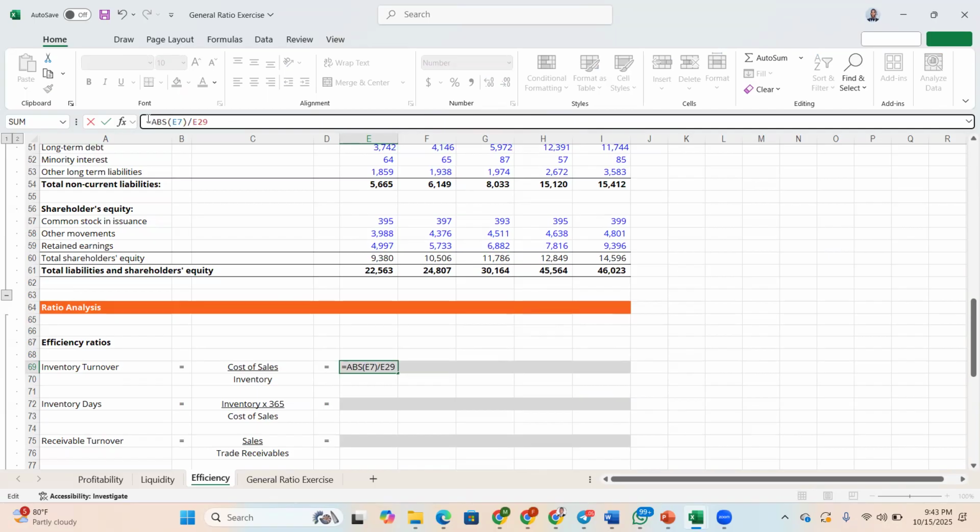So I'll use my concat formula. This formula is becoming so complex.